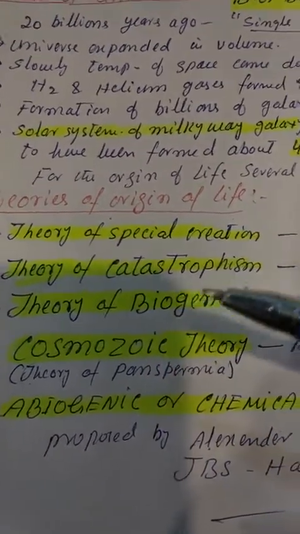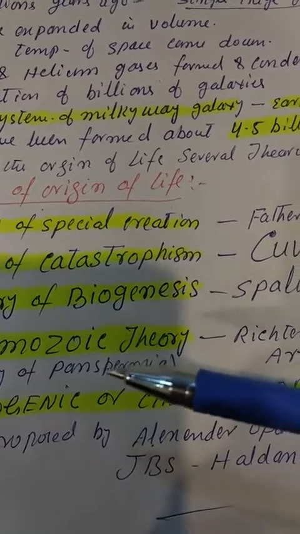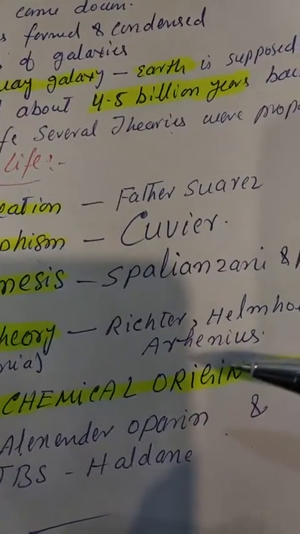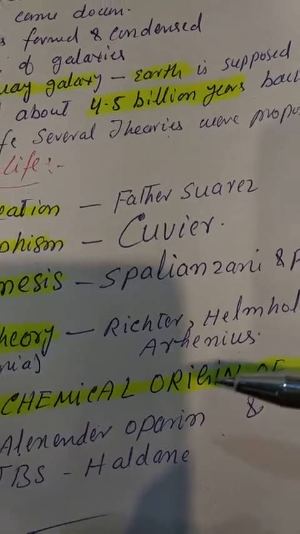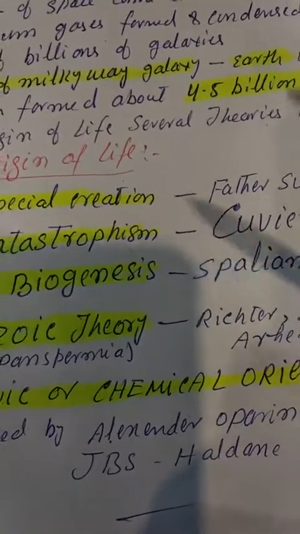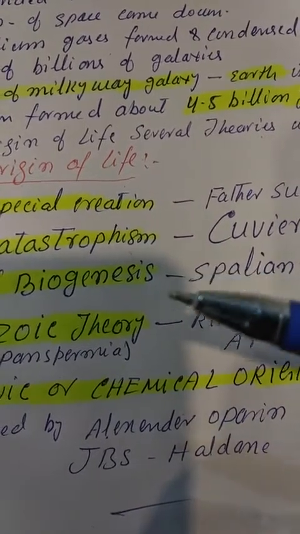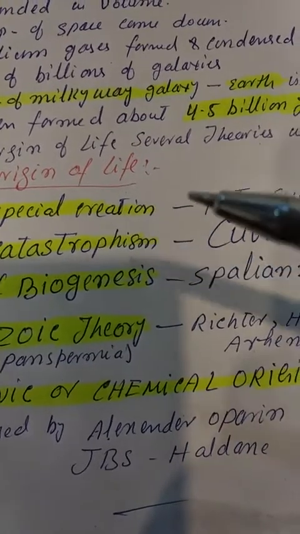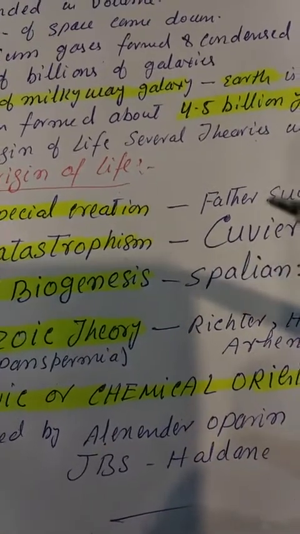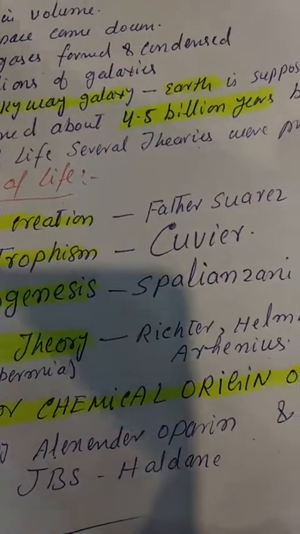Now the next theory was called the cosmozoic theory. This is also called the theory of panspermia and was proposed by Richter, Helmholtz and Arrhenius. They suggest that life reached the earth from some heavenly body through meteorites in the form of spores. Panspermia, the primitive form of life, as suggested by Arrhenius, consisted of spores and microbes and existed throughout the universe and produced different forms of life.